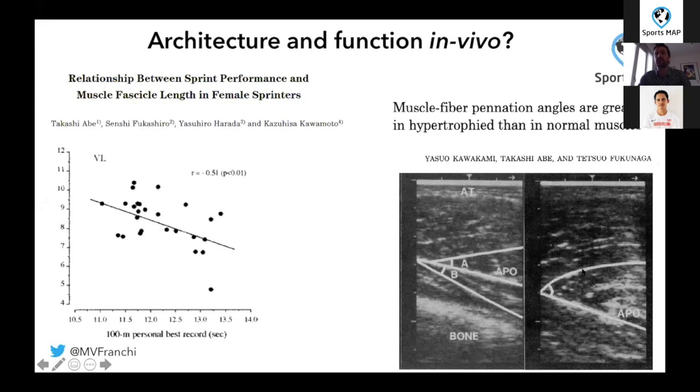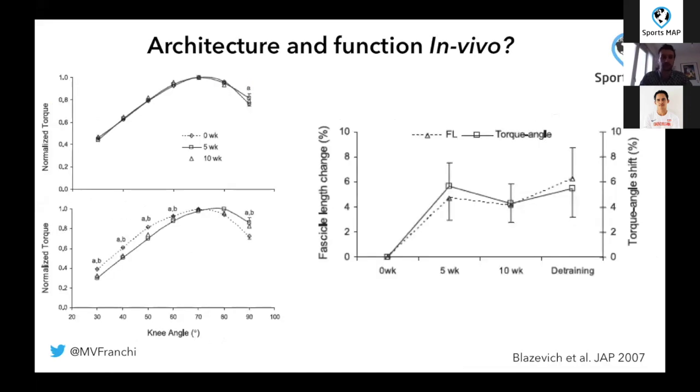or pronation angle here is definitely greater in bodybuilders. So it means that possibly it is related to force production and hypertrophy.